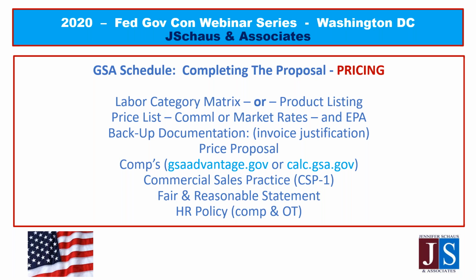Okay, and then the next part is putting together the price proposal. This is an Excel spreadsheet. The template can be found in the solicitation. You can have a variety of columns here to complete. A lot of it will come from your labor category matrix or your product listing. You'll disclose your commercial prices and/or your market rates, who your most favored customer is.